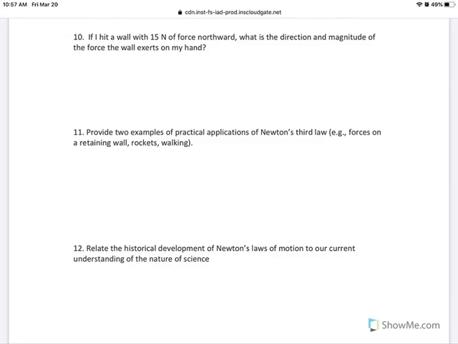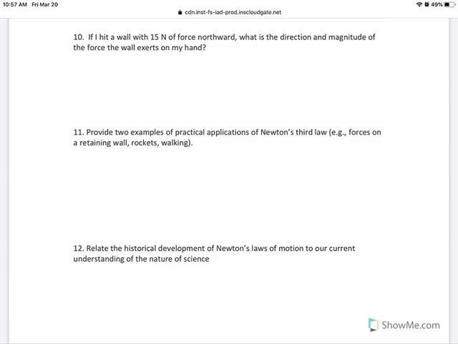And for the last page here, if I hit a wall with 15 newtons of force northward, what is the direction and magnitude of force the wall exerts on my hand? Well, it's going to be equal and opposite. So think of it that way. What's equal and opposite of 15 newtons northward? Number 11. Provide 2 examples of practical applications of Newton's third law. What happens with Newton's third law, and when can we use Newton's third law in everyday life?